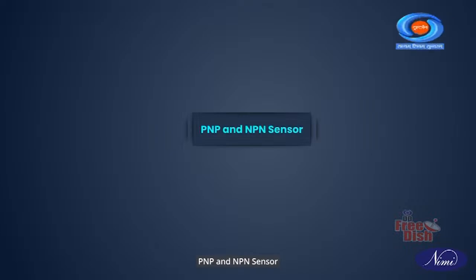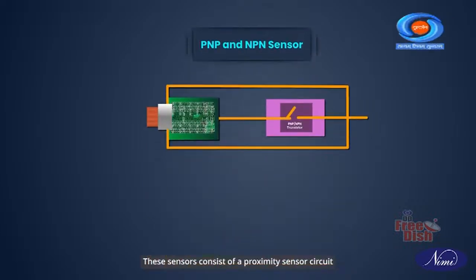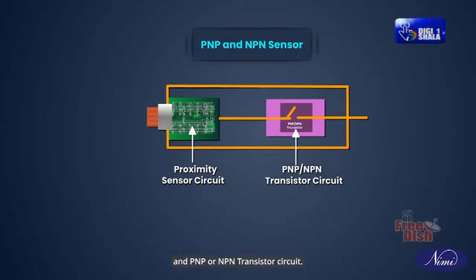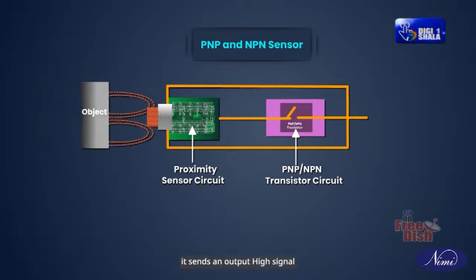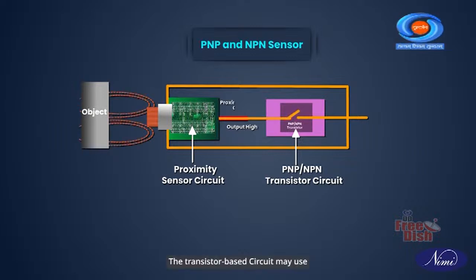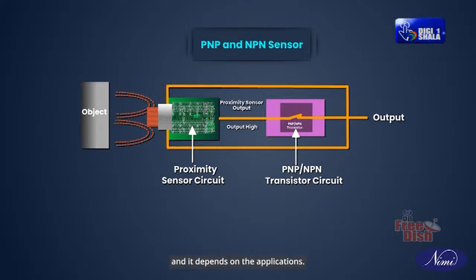PNP and NPN sensor. These sensors consist of a proximity sensor circuit and a PNP or NPN transistor circuit. The purpose of the proximity sensor circuit is to determine or detect any nearby object. When the sensor circuit detects an object, it sends an output high signal to the transistor circuit. The transistor-based circuit may use PNP or NPN transistors, and it depends on the application.